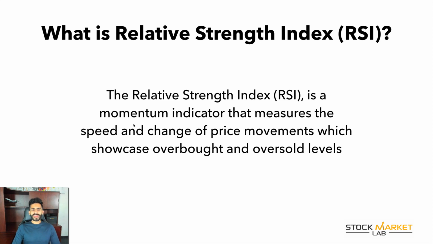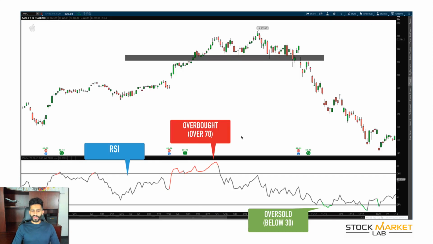The RSI is a momentum indicator that measures the speed and change of price movements, which showcase overbought and oversold levels. So once again, the RSI is a momentum indicator. We use it to identify if a stock is overbought or oversold, right? So for example, this is how the RSI looks. If you look down here, we have the RSI.